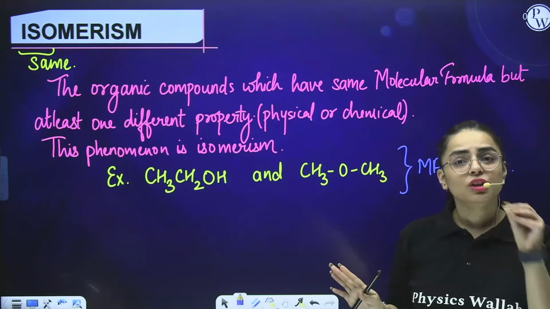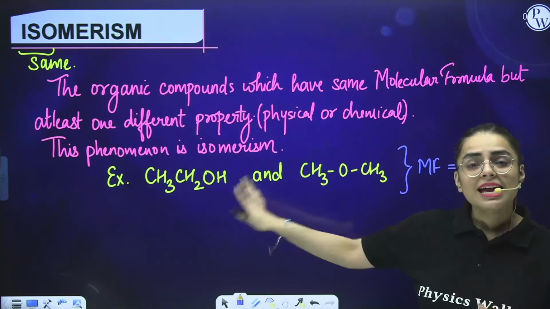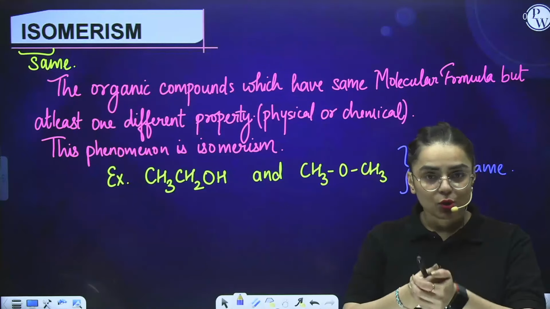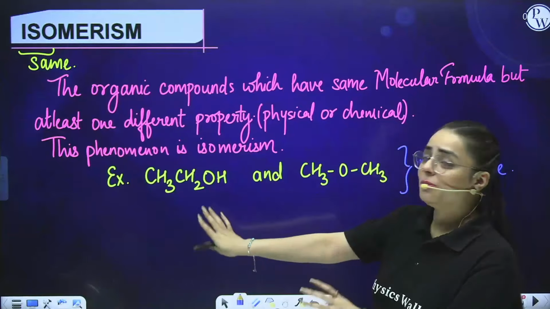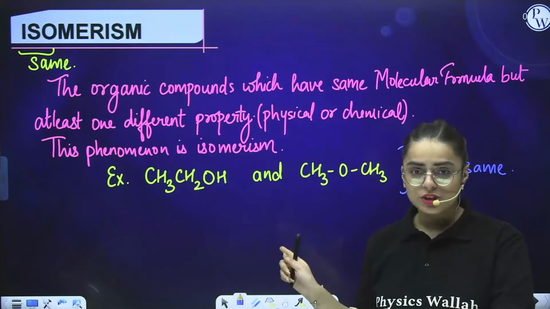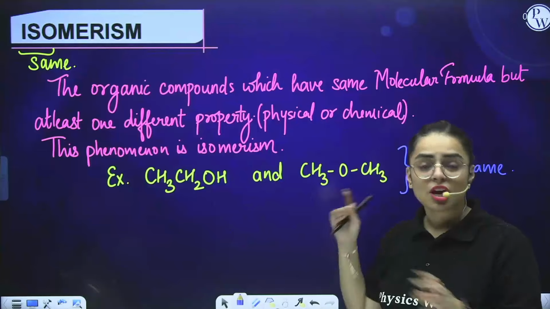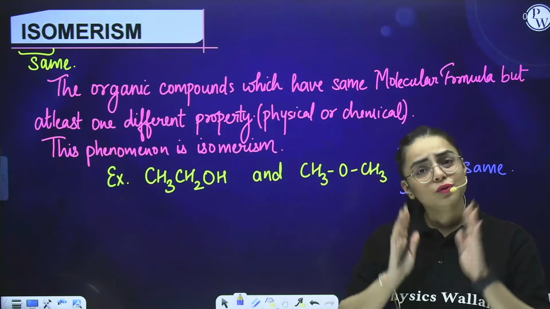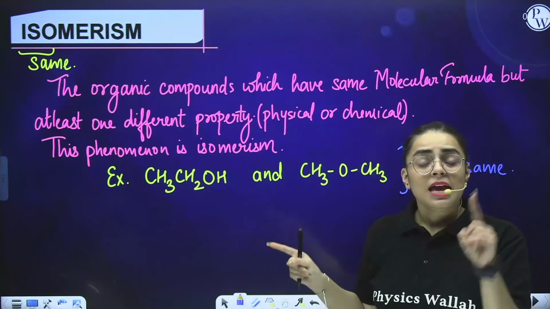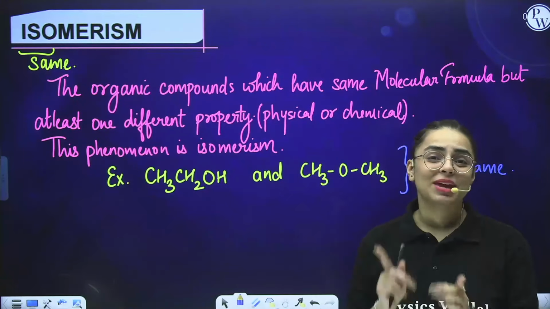And if I talk about the reaction with HI, I would say that it liberates CH3CH2I, and it liberates CH3I. So you can observe, like I talked about sodium. When there was a reaction with sodium, it liberated H2 gas while there was no reaction. So there is at least one different property which we saw here, or I would say if I talk about physical state, it is liquid while it is gaseous. So there is a change in physical state. So we require only one property for them to be known as isomers. But molecular formula should remain same, students.